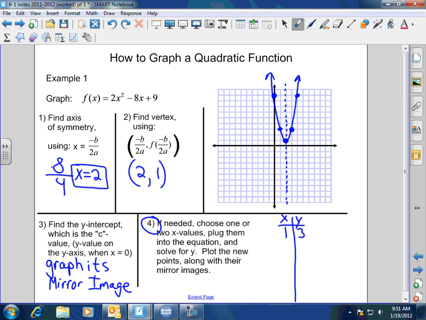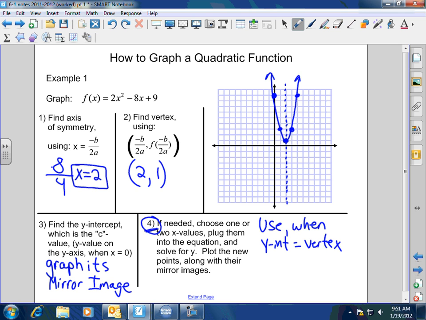So step 4 is only when you don't have the U shape already. In fact, step 4 is going to be used when the y-intercept equals the vertex. Whenever the y-intercept equals the vertex, you're going to have to choose one point. But it's just one point, and then you're going to find its mirror image.